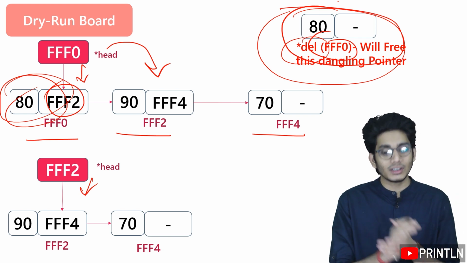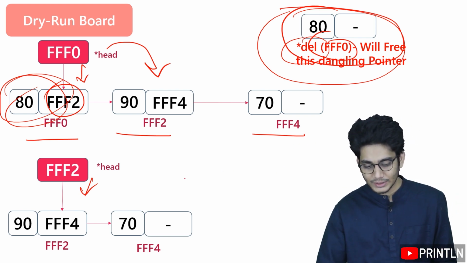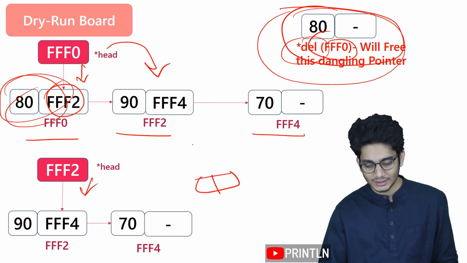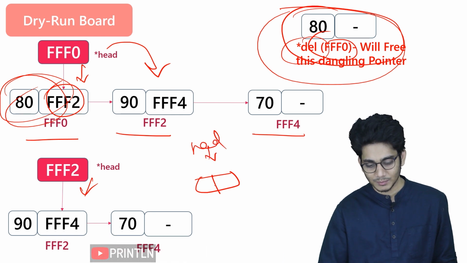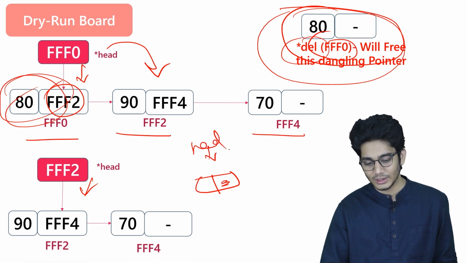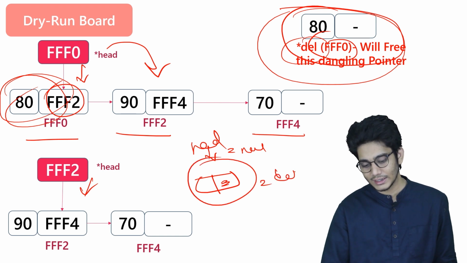If we have only one node, let's say that we have only one node. This is head. Head is pointing here. This is null. We'll make the head null, and before that we'll store that in del and we'll free that.